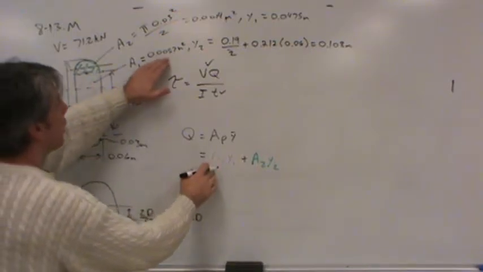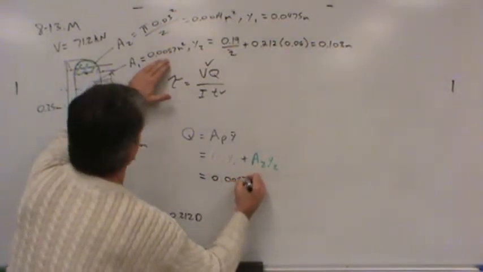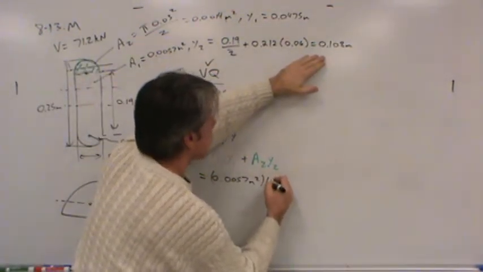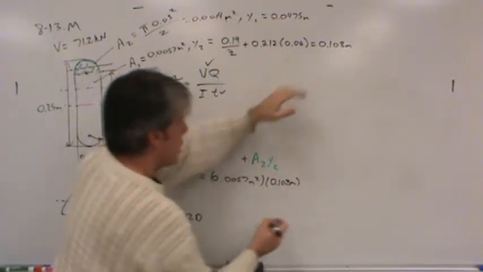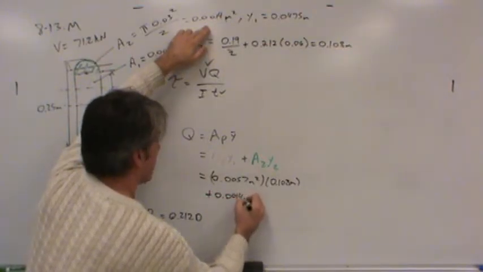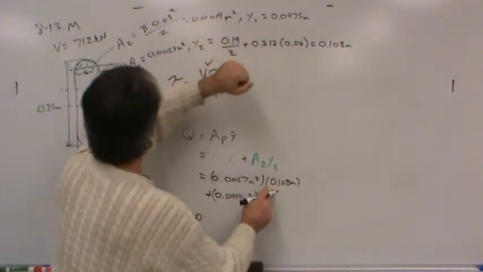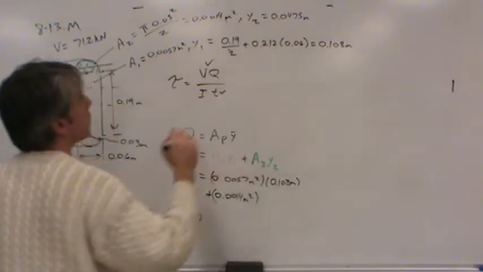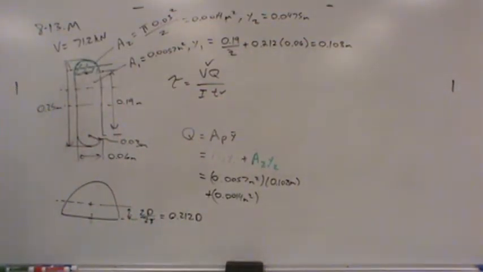So A1 is 0.0057 square meters multiplied by Y1, which is 0.108 meters, to which we will add A2, 0.0014 square meters, multiplied by, what did I do here? Why do you have to multiply by 0.06? You already solved that item. We already solved the 0.212 as the y bar. Why do you multiply that again by 0.06? If that was already the distance.